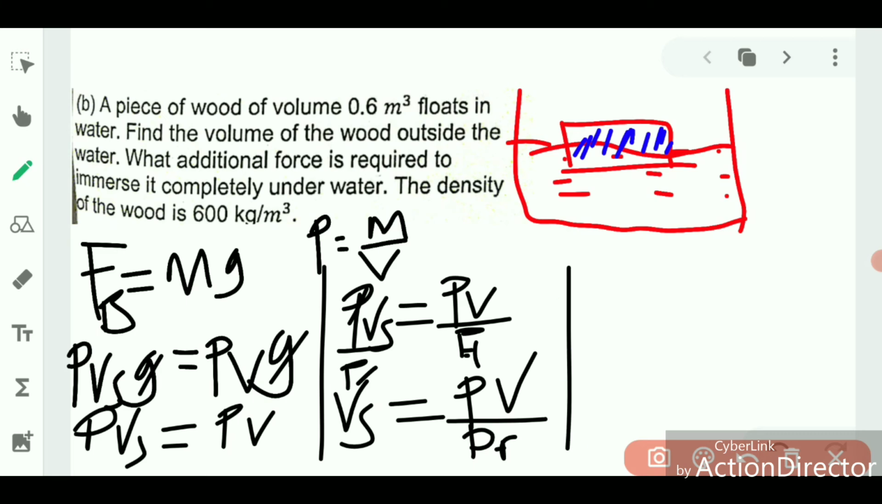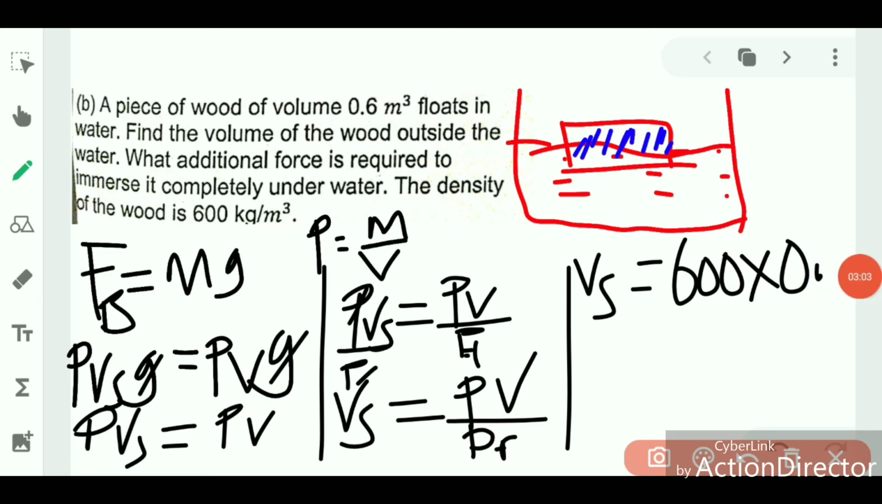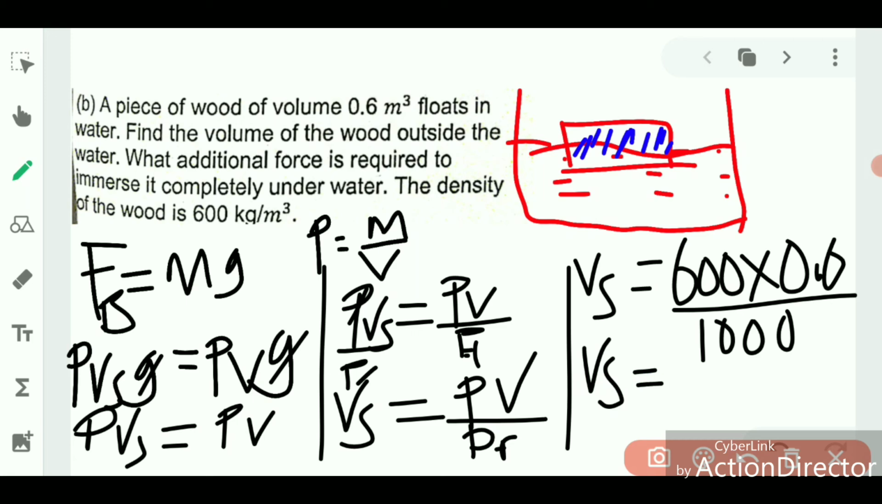Replacing in the values that are being given, we'll find the volume submerged to be density of the wood, which is 600, times the volume of the wood, which is 0.6. That will be divided by the density of water, which is 1000. When you do your calculation there, the volume submerged in the water will be 0.36 meter cubed. Alright, so I found the volume that is submerged in the water.